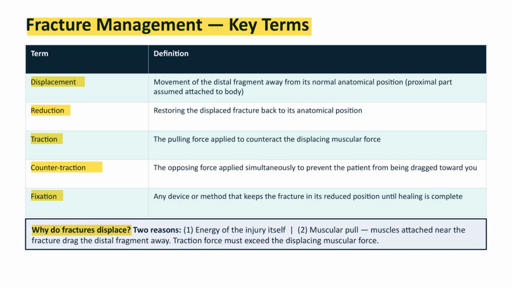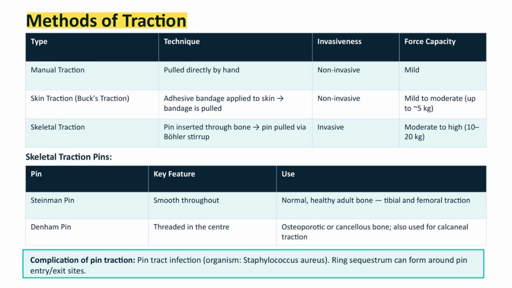Now, why do fractures displace? There are 2 reasons. The first is the energy of the injury itself. The second is muscular pull. Muscles attached near the fracture pull the distal fragment away. So when reducing a fracture, the traction force must be greater than the displacing muscular force. Let's look at the methods of traction.